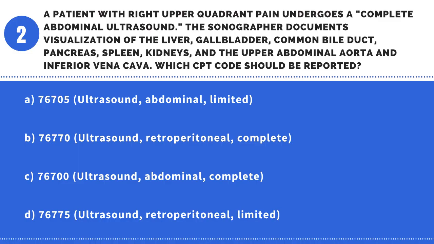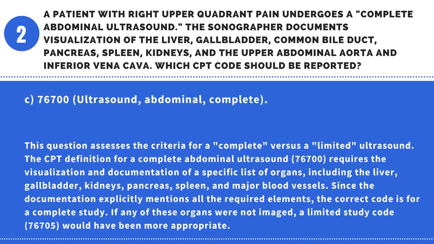A. 76705, ultrasound, abdominal, limited. B. 76770, ultrasound, retroperitoneal, complete. C. 76700, ultrasound, abdominal, complete. D. 76775, ultrasound, retroperitoneal, limited. Answer: C. 76700, ultrasound, abdominal, complete. This question assesses the criteria for a complete versus a limited ultrasound.